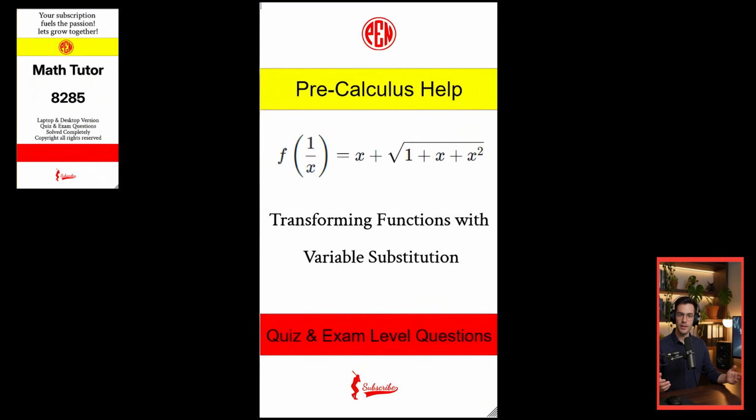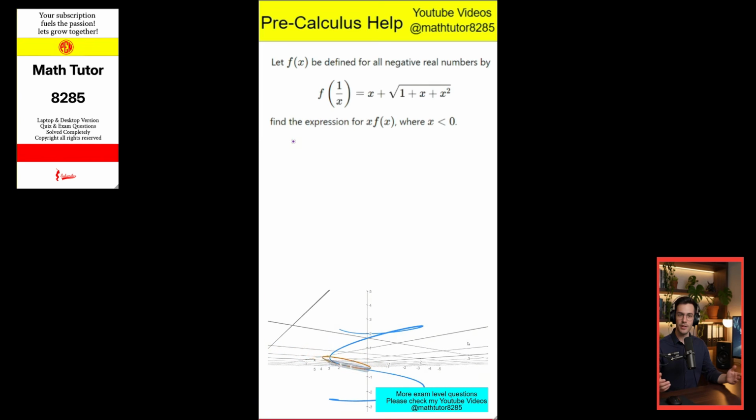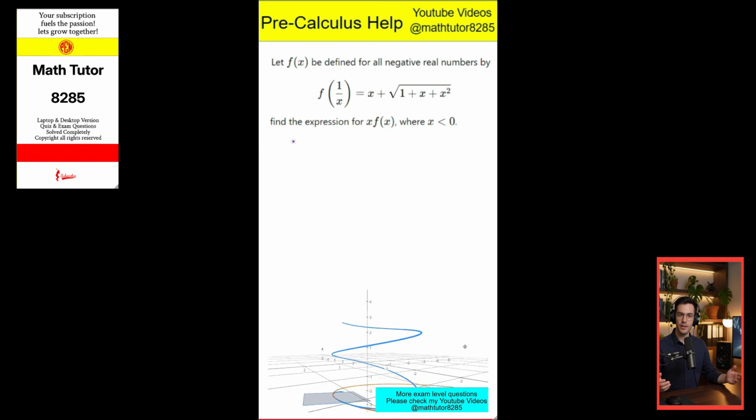This question is to involve the transforming functions with variable substitution. Let the function f be defined for negative values of x by the rule that f of 1 divided by x equals x plus the square root of 1 plus x squared. Based on this definition, determine the value of x times f of x.